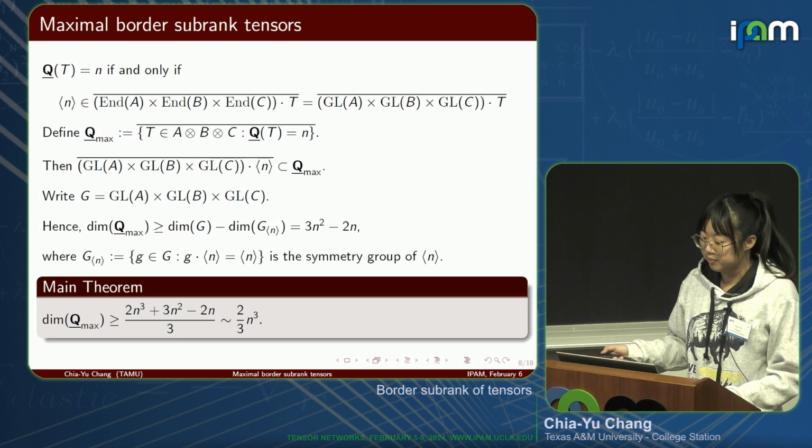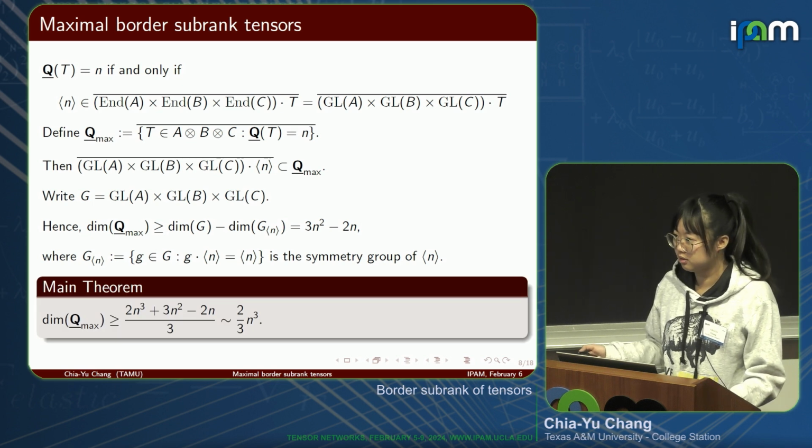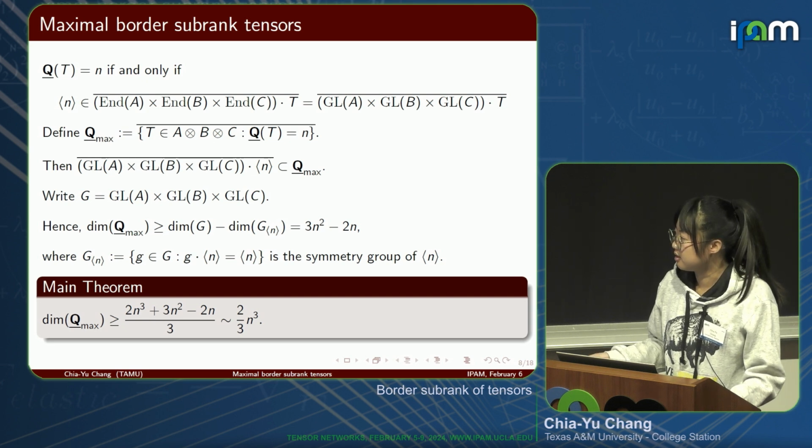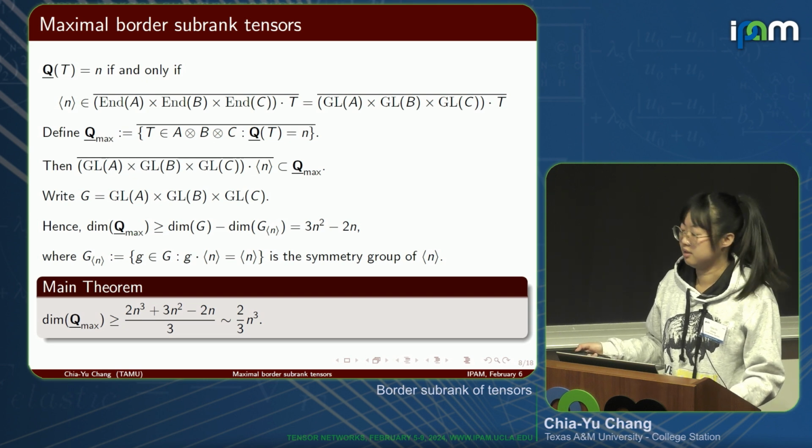And the main theorem that I want to talk about today is that this set actually has a lower bound on its dimension equal to a number around 2/3 n cubed, which is greater than 3n squared minus 2n.